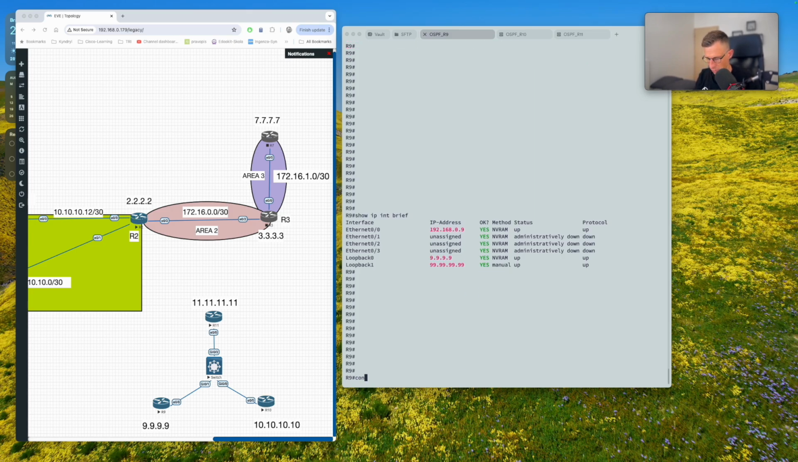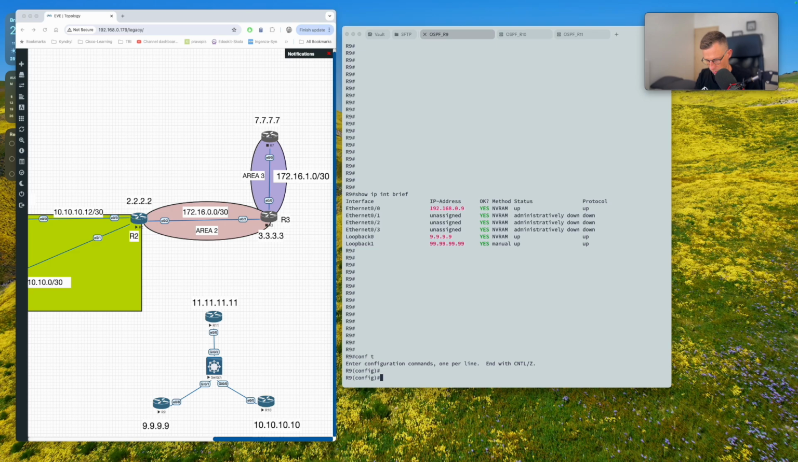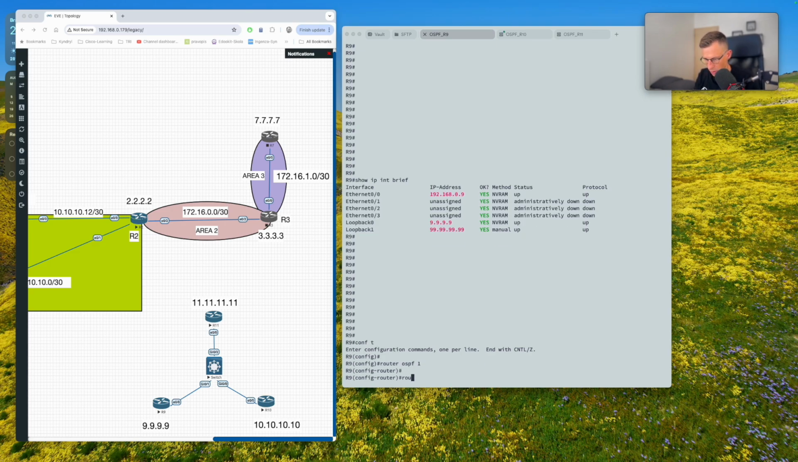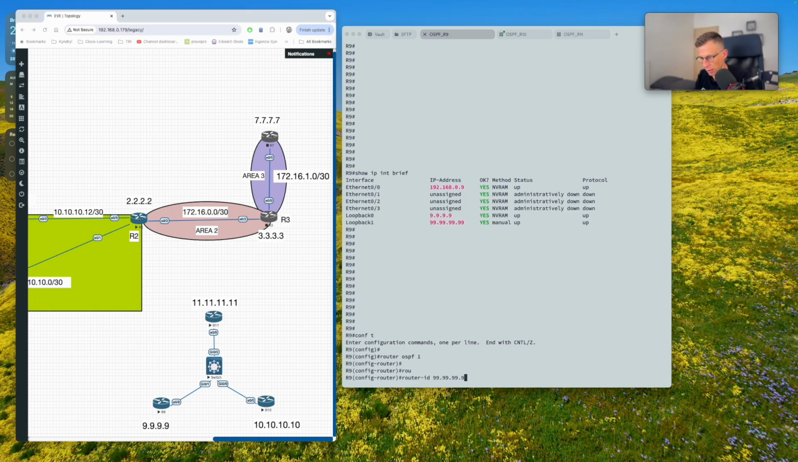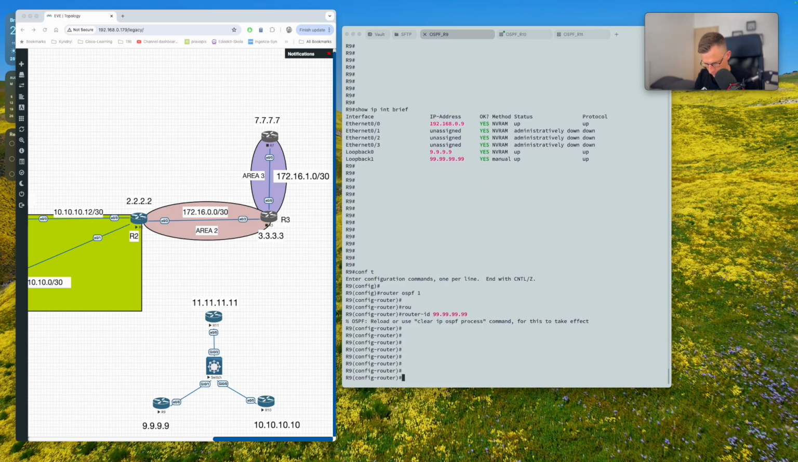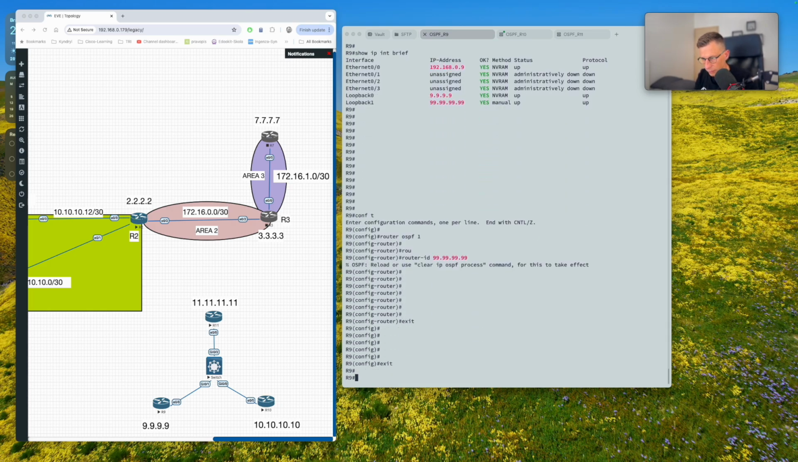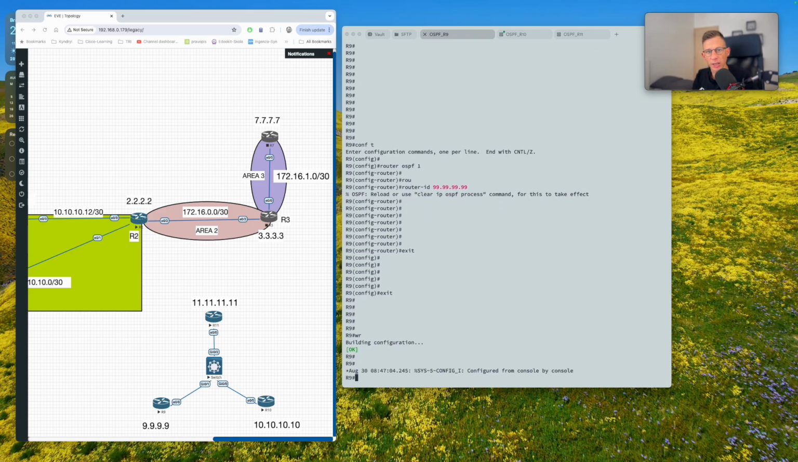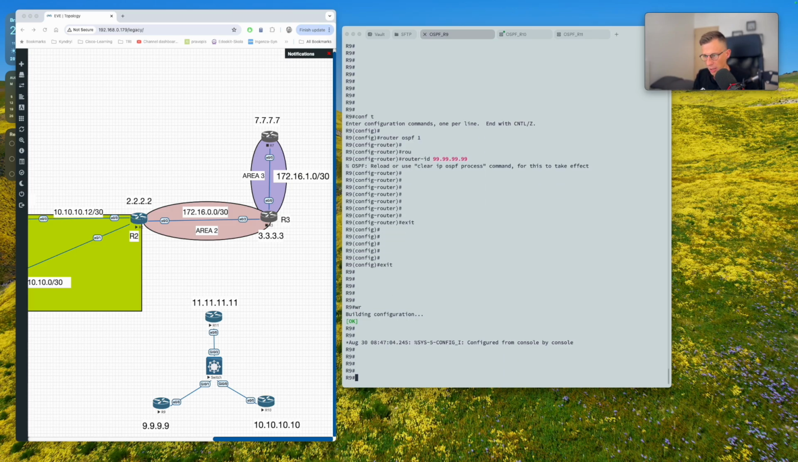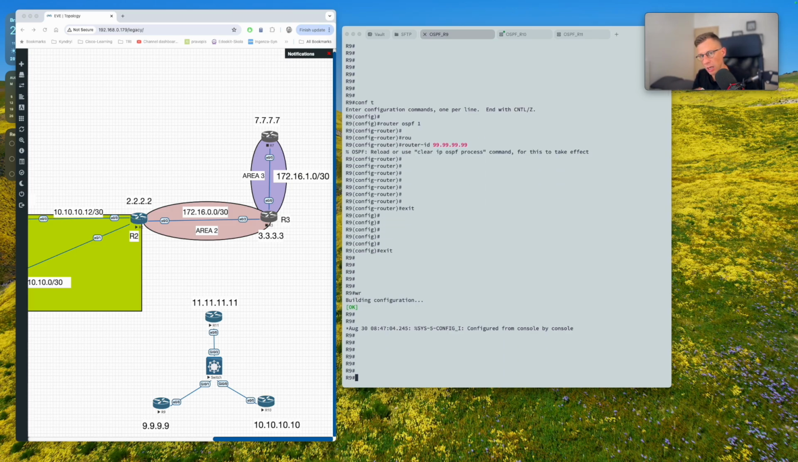So let's try it. conf t, router ospf 1, then router-id 99.99.99.99. Now, it's not enough to do clear ip ospf process. I've tested it before. The best way to force all the routers to recalculate OSPF and go through the whole DR BDR election process again is just to reload the router. So I'll do a quick reload here.